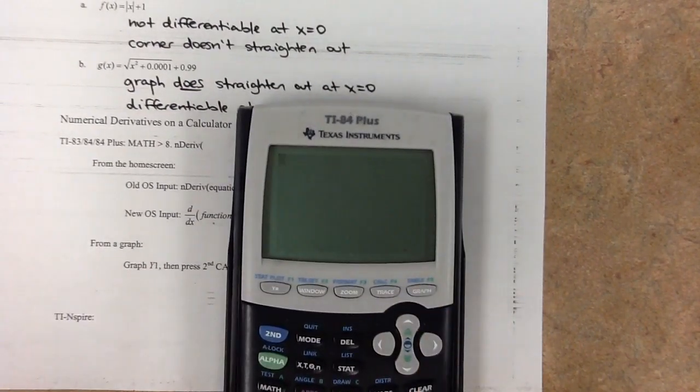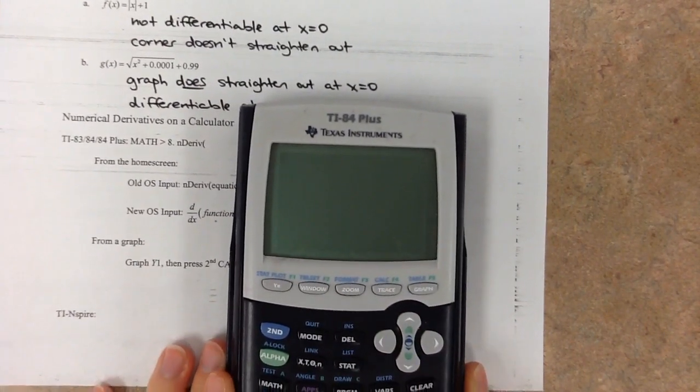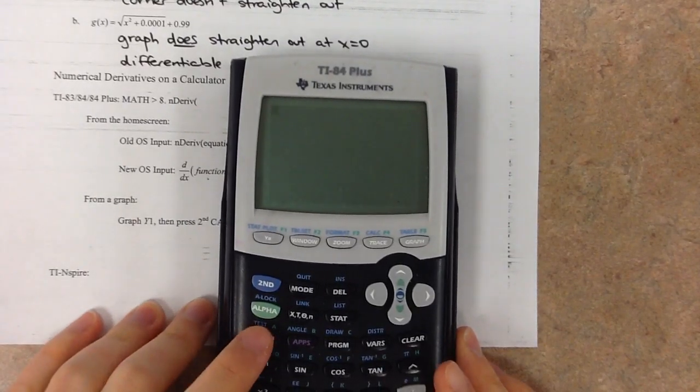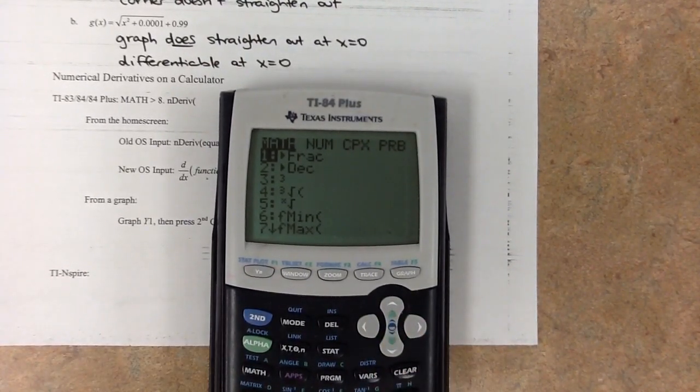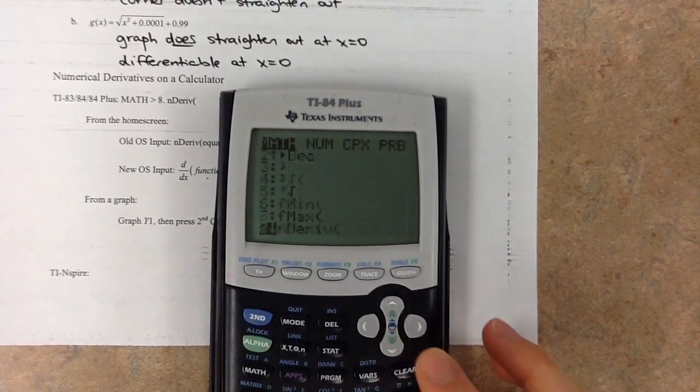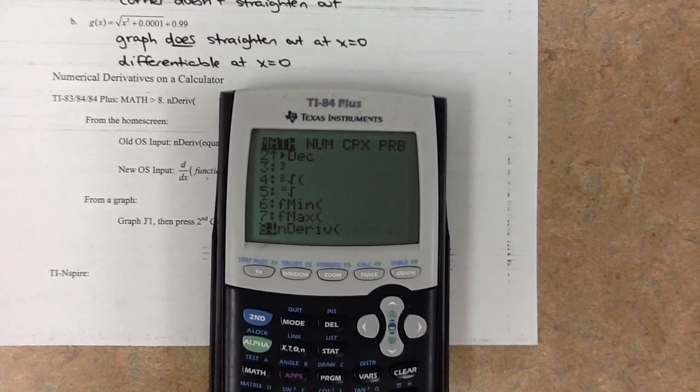So it starts off the exact same way. What you do is you hit the math key, which is over here on the left-hand side, opens up a menu that looks like this. And so we want to go down just below what we can see, and it's right there. So it says n-deriv, that stands for a numerical derivative, and then it opens up a set of parentheses.